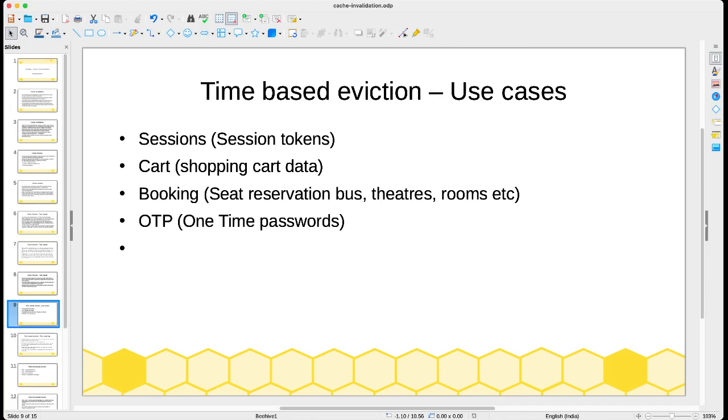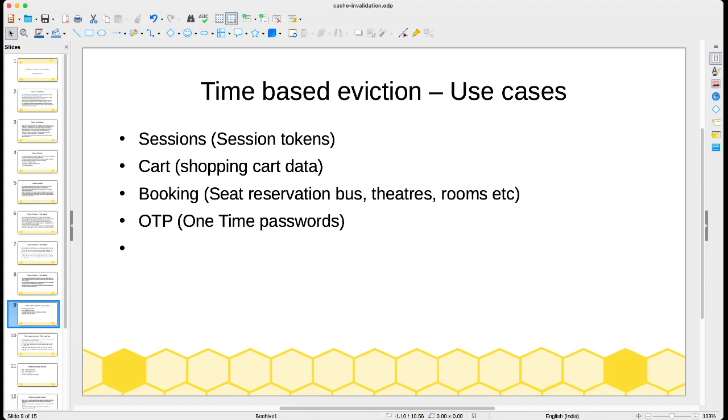Next comes the booking. So what do we mean by booking? Train ticket booking, hotel reservation, theaters, rooms, any of the booking data can be kept in the cache for a certain duration, so that we can block that room or the appropriate seat for some time, and that gets served also. So that is a potential use case.